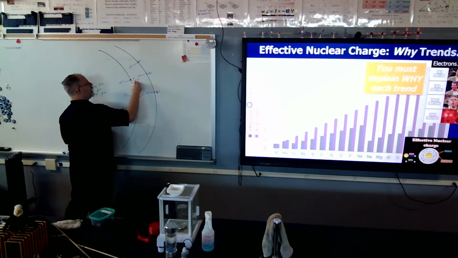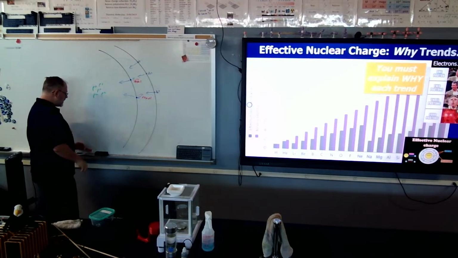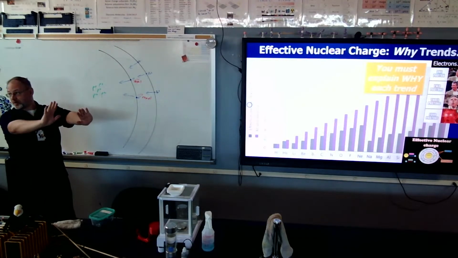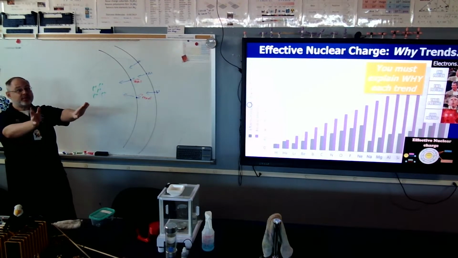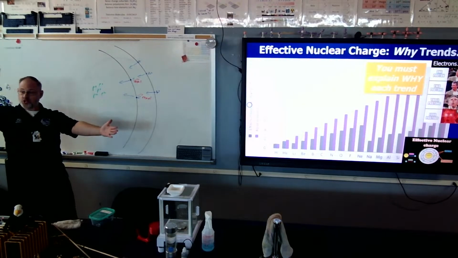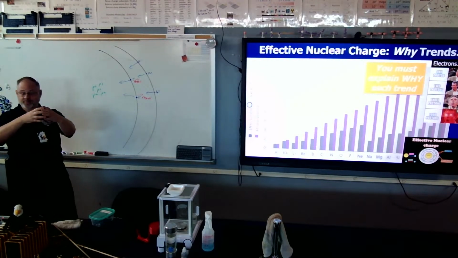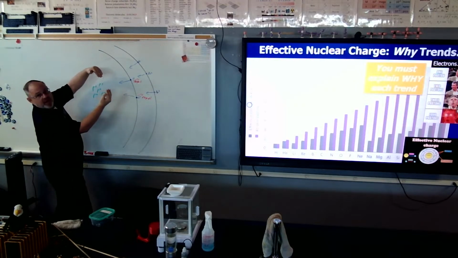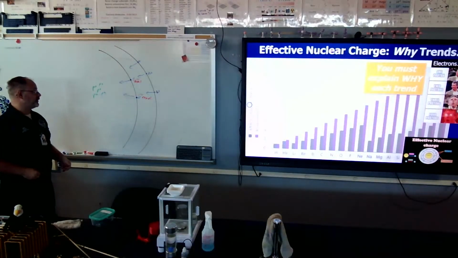So this is repel. This is repel. So the inner electrons are pushing out against the outer electrons. If that wasn't there, all the shells would just collapse on themselves. And there'd be one massively dense shell. So the inner shells keep the outer shells further away, so there's a balance.